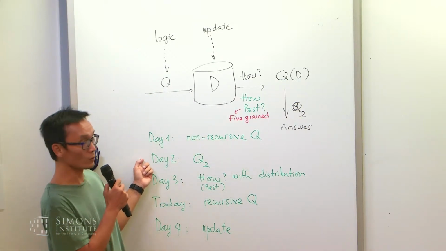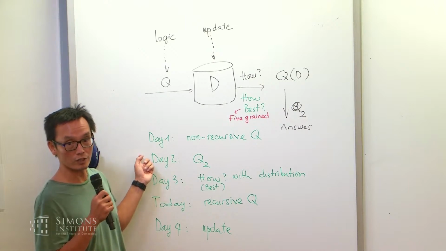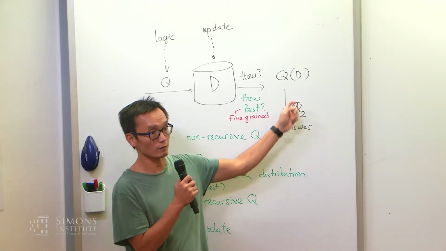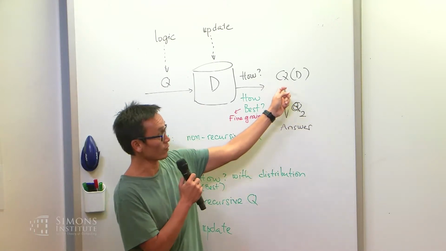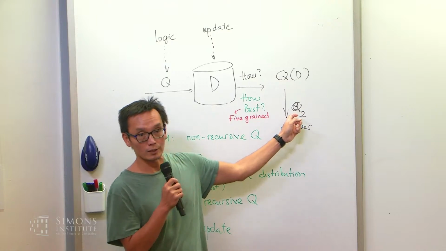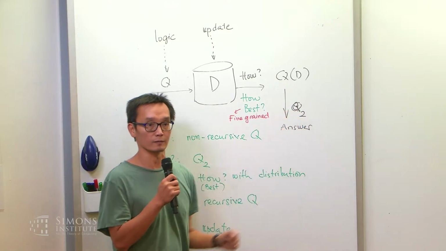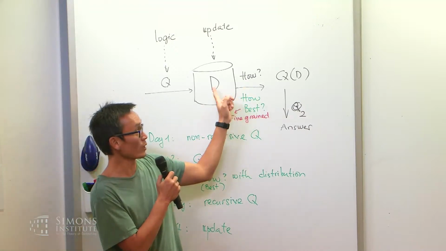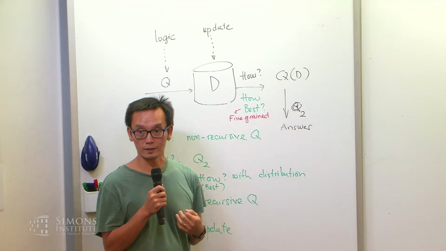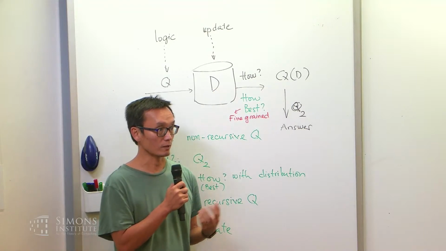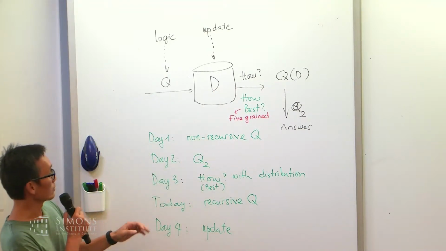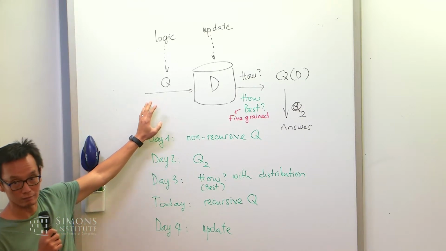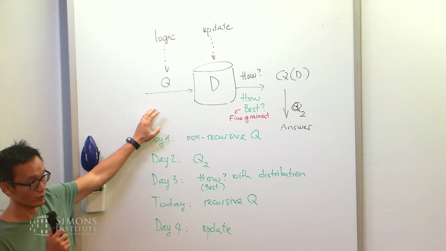In day 2, there was the relational programming paradigm, when we do some kind of query on top of the output of the query, and that could be like training a machine learning model and so on. Day 3 was about how best to answer this query with distributed computation. That was yesterday. And today we are moving on a little bit to recursive queries. So this is a second class of queries we have not looked into.